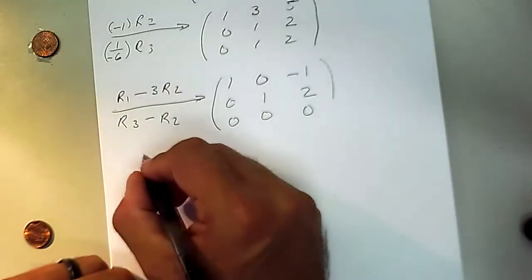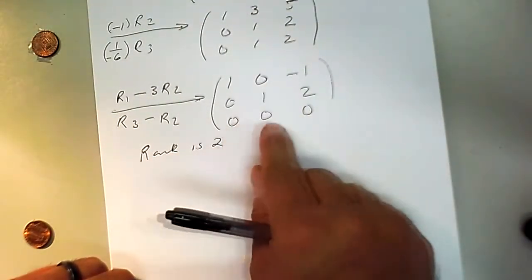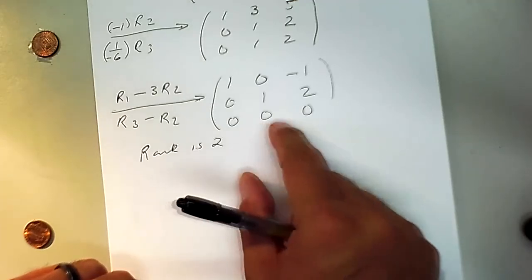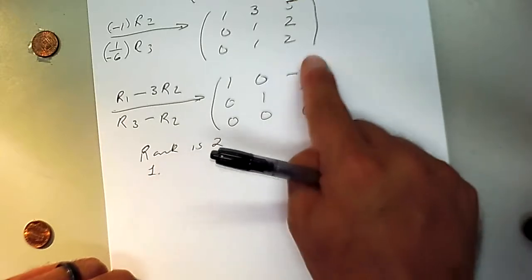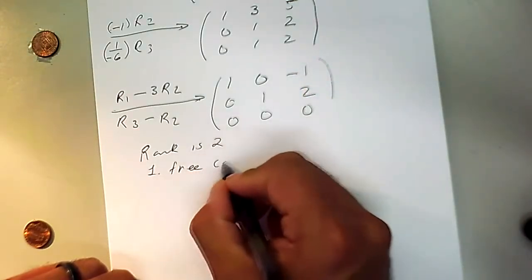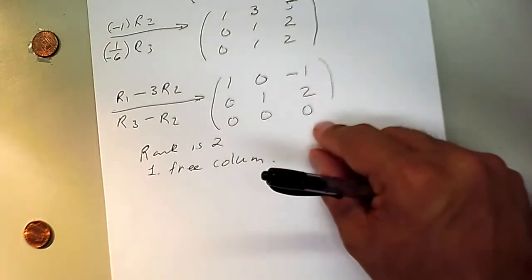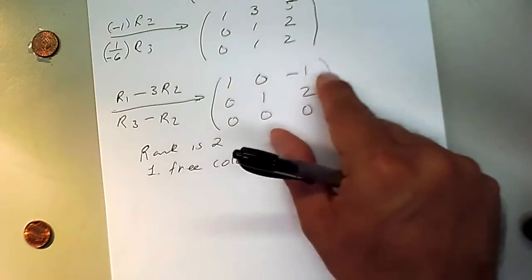So the rank of this matrix is 2 because there are 2 columns with pivots in it. And then there is one free column. We're going to use this free column to figure out the null space. We're going to use this matrix.